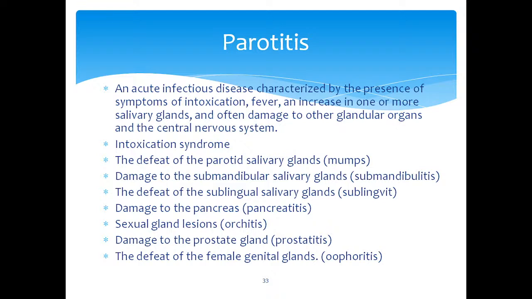Mumps is a disease characterized by symptoms of intoxication, fever, and enlargement of one or more salivary glands, with damage to the glandular organs and the central nervous system. We can see intoxication syndrome, the defeat of the parotid salivary glands, and damage to the submandibular, sublingual salivary glands, pancreas, prostate glands, and the female genital glands too.